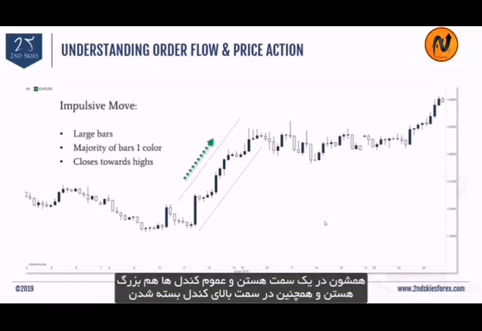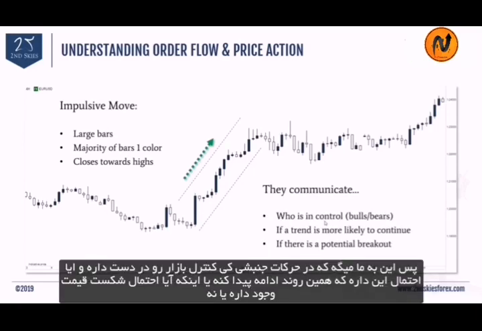All the bars are in one direction, they're generally large, and they close towards the highs. So if you think about this, an impulsive move communicates to us who's in control, if a trend is more likely to continue, or if there's a potential breakout coming.